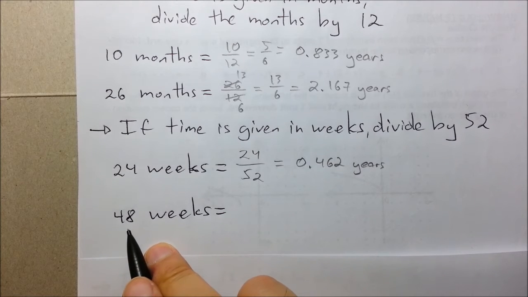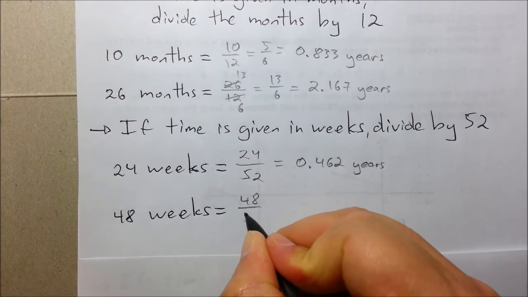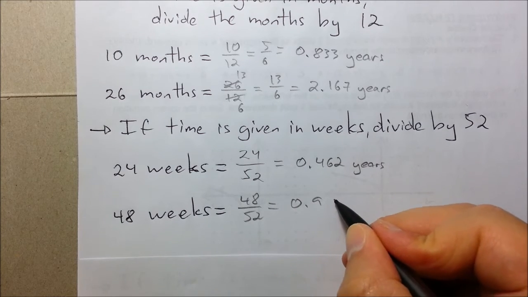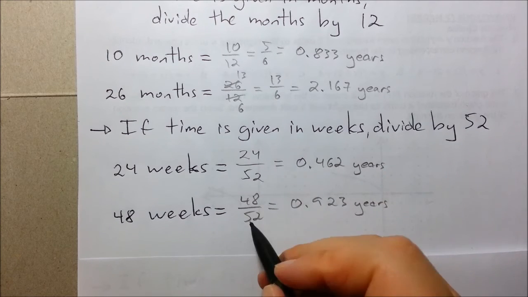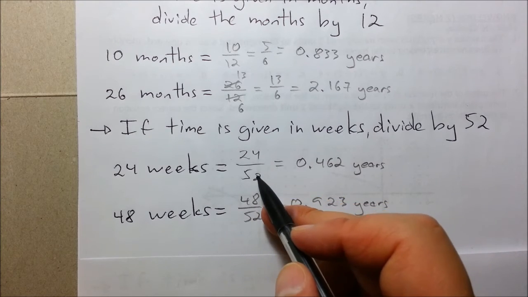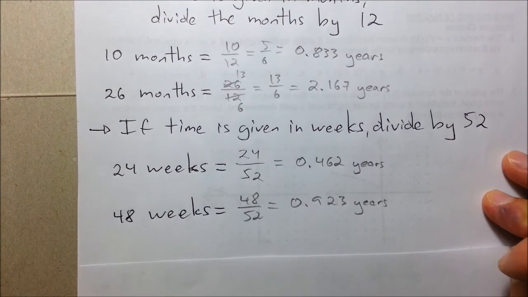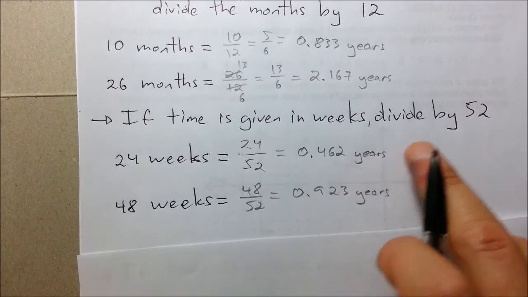48 weeks. Well, how much is that? Same thing, 48 divided by 52. Put it in your calculator, 0.923 years. Or I guess you can also use it in fraction form, but you have to simplify it. This will be like 12 over 26, 6 over 13, and you can use that, but for now, just do that. From weeks to years, divide by 52.